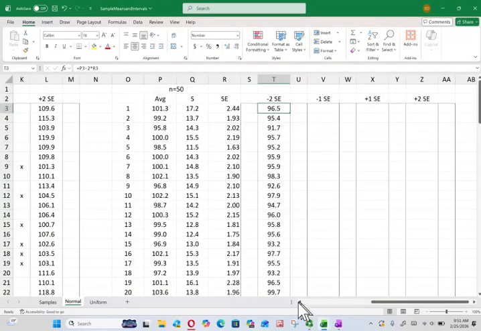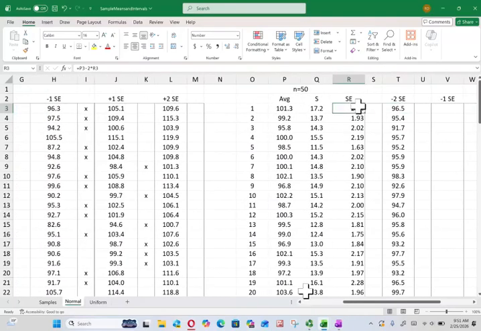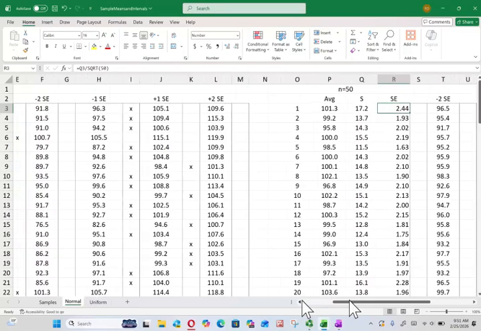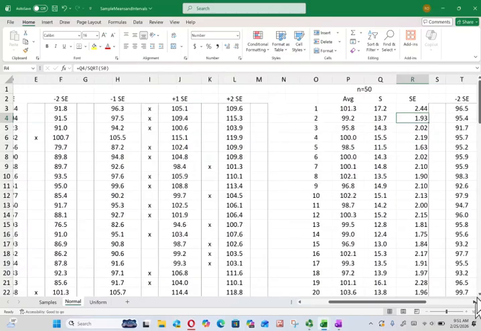Compare the standard errors between the 50 and the 100. 2.44 on that one, 4.44 there, 5.94, 1.93. That's the advantage of sample size. The standard deviation doesn't change very much. I can't affect it with sample size. I can only find out what it is.